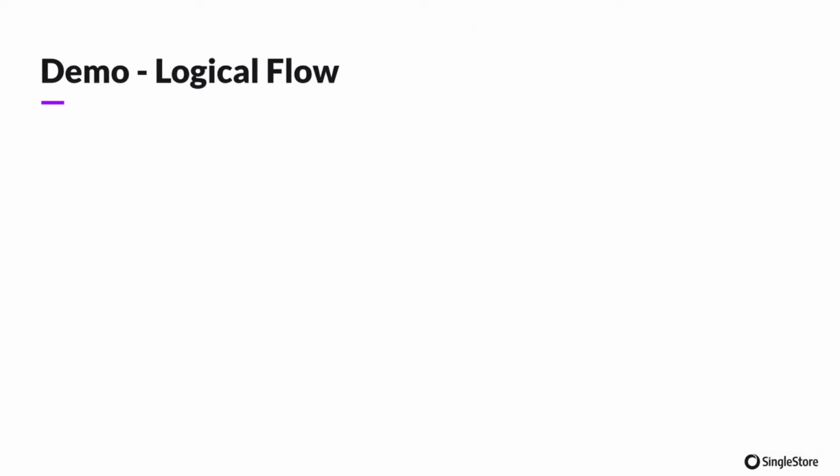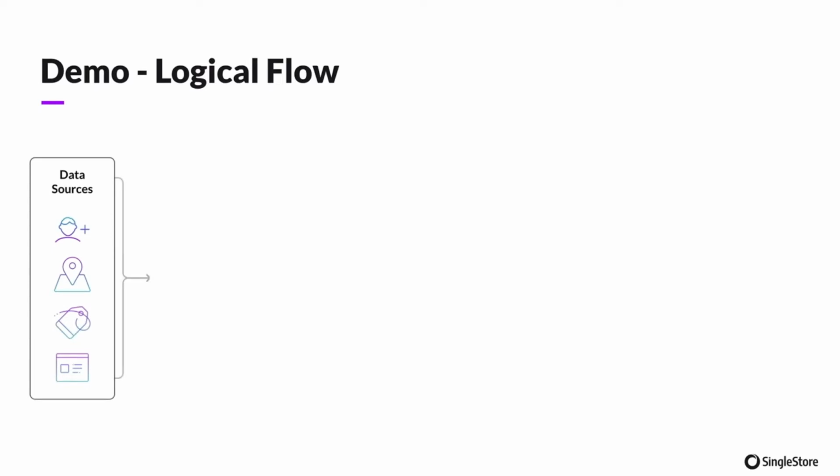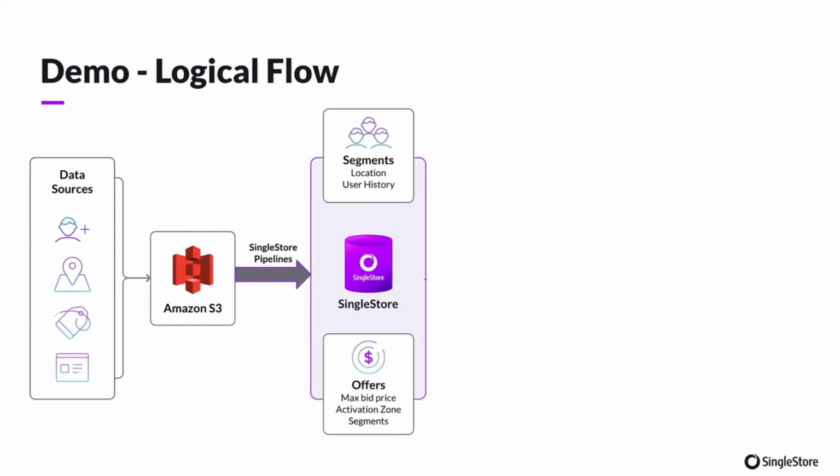Here's a bit about the logical flow of the demo. We'll have all those data sources we just discussed. We're going to pipe them through Amazon S3 and SingleStore pipelines. This is a unique differentiator for SingleStore, where we bring in data in a highly parallel fashion. I'll show you how to build a pipeline in a second. We ingest real-time and batch data from S3 and then merge that data up with segments and offers that we have within the database.